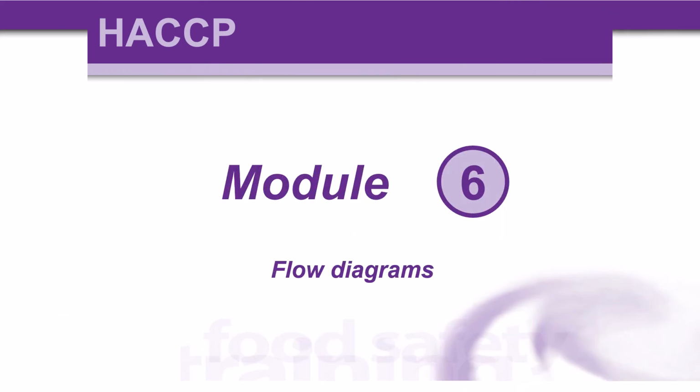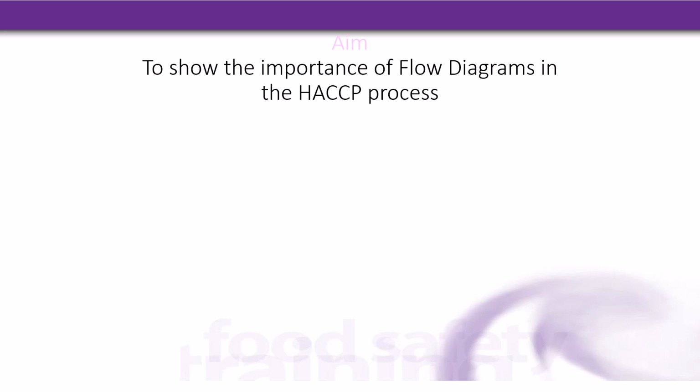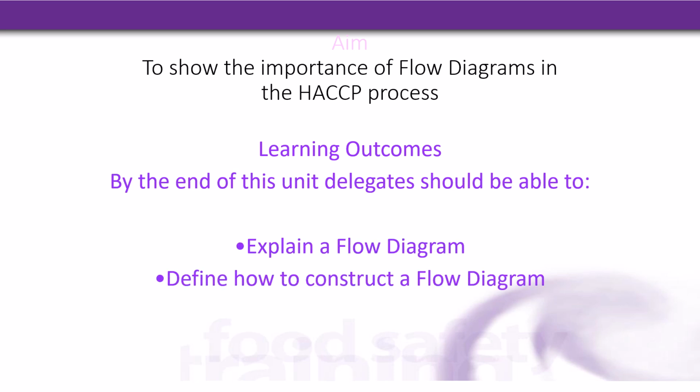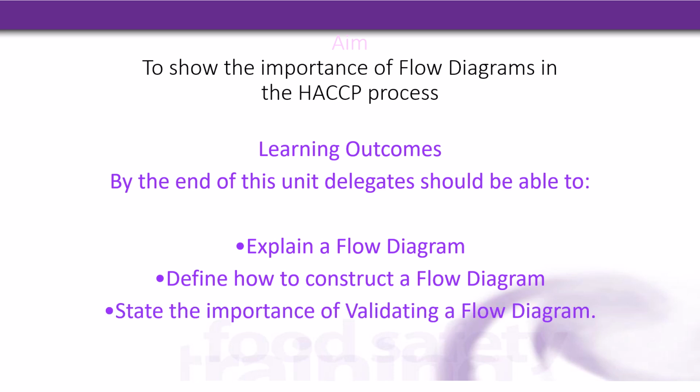Module 6, Flow Diagrams. The aim of this unit is to show the importance of flow diagrams in the HACCP process. Learning outcomes: by the end of this unit, you should be able to explain a flow diagram, to find out how to construct a flow diagram, and to state the importance of validating a flow diagram.